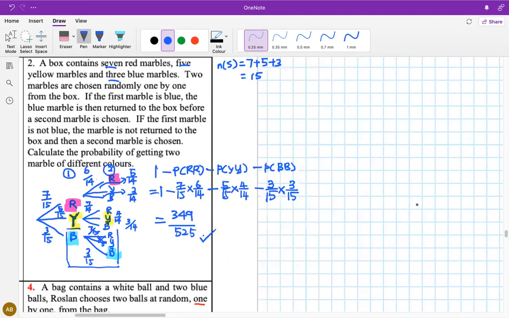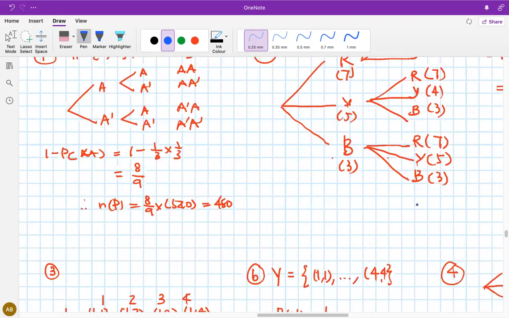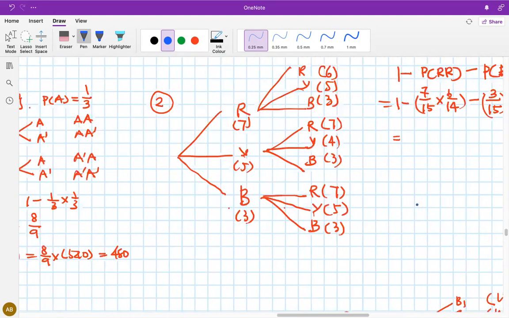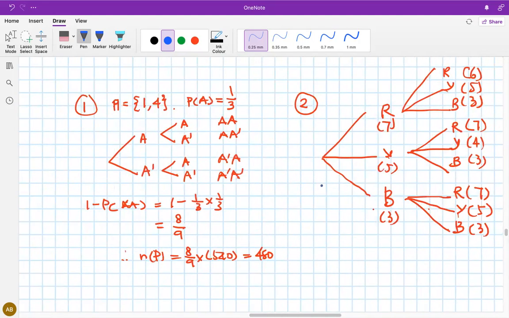Okay, so let's check my previous answer. Hopefully it is okay. I don't have the answer here. Okay, but this one is wrong now. So it's 2/3. So 2/3, 2/3. Okay, so it'll be 5/9, 5/9. So this one will be 5/9 times 540. So it's 300.